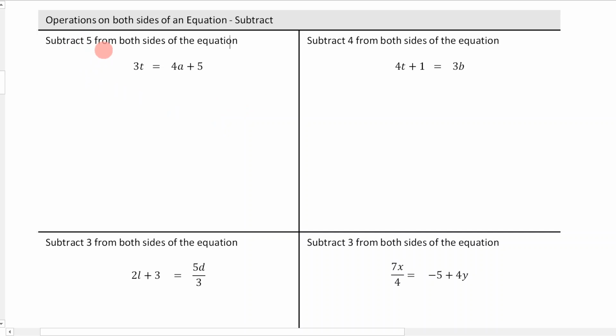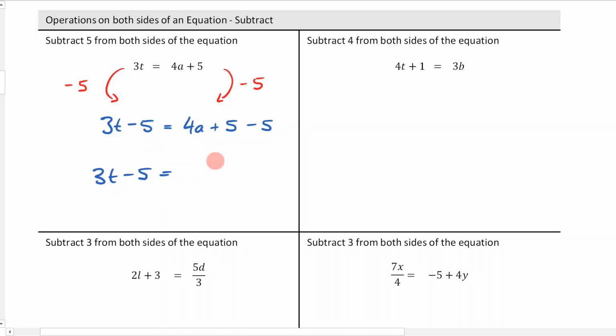All right, subtract 5 from both sides of the equation. So I'm going to subtract 5 from both sides here. This is going to leave me with 3t minus 5, and then on this side, 4a plus 5, and then I have to subtract 5 from that side. I can't do anything here because they're not like terms, but over here, plus 5 minus 5 is just 0, so it's just 4a there. So my answer to the first one is 3t minus 5 equals 4a.